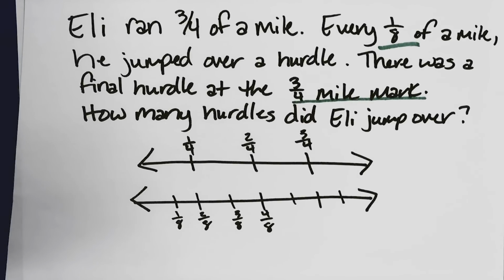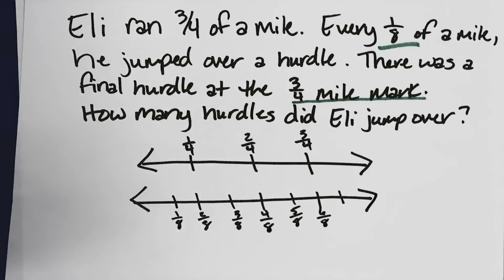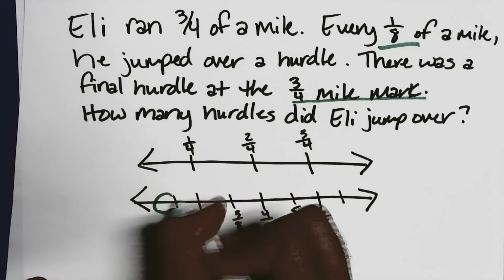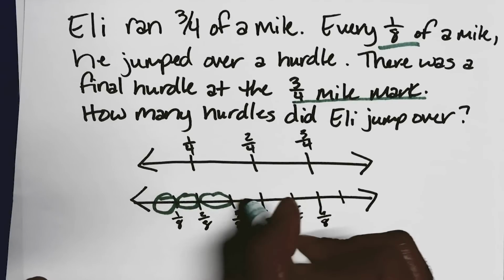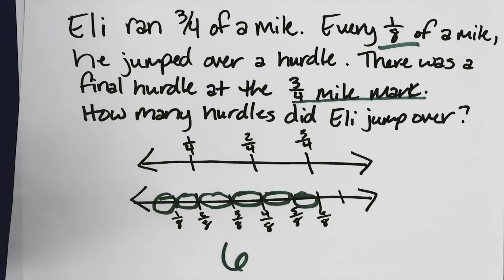So why do you think the visual model helps us figure out how many hurdles Eli jumped over? I agree. We can count how many 1/8 are in 3/4. So let's count. How many 1/8 are in 3/4? Let's start counting. 1, 2, 3, 4, 5, 6. Correct. So there are 6.